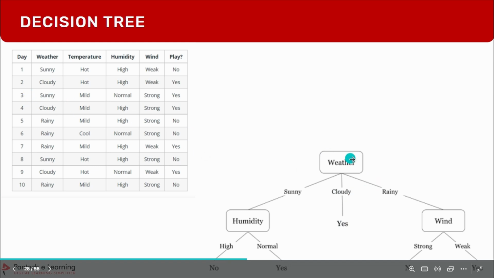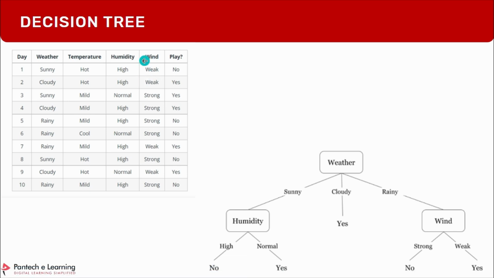So if you go with rainy, you have branches. So you'll be going with further features. So still if you don't obtain it, you will be going with further more features. Like that, the decision tree will be made and branches will be made. Finally, you reach decisions or leaf nodes. That's how a decision tree works.